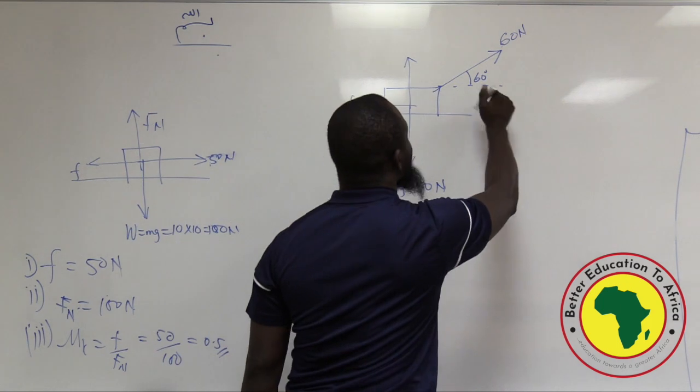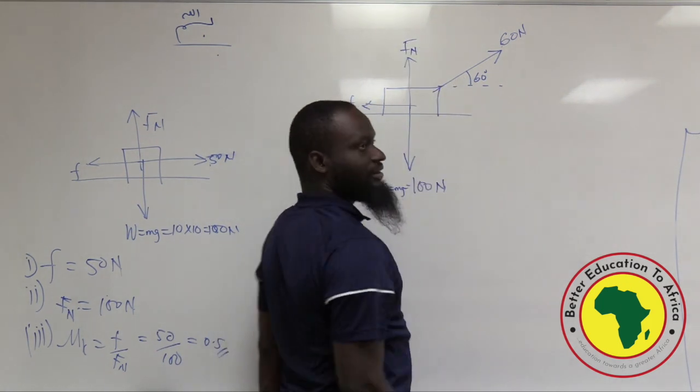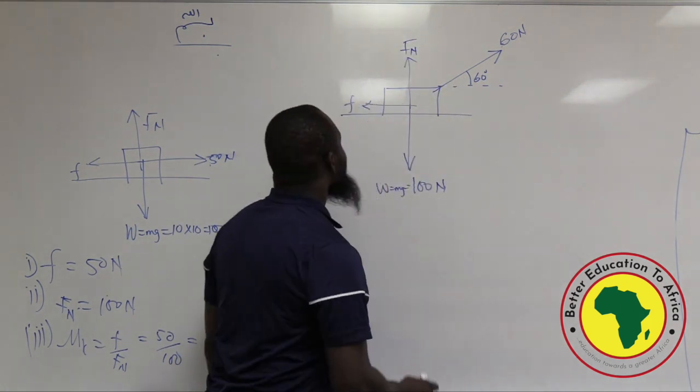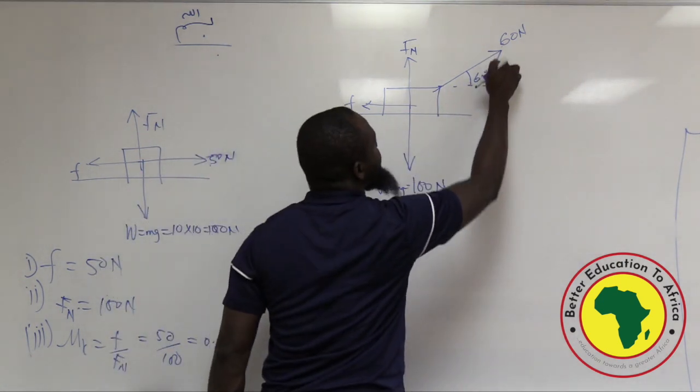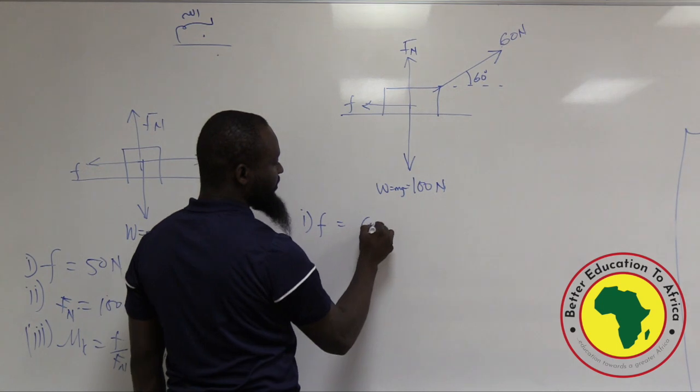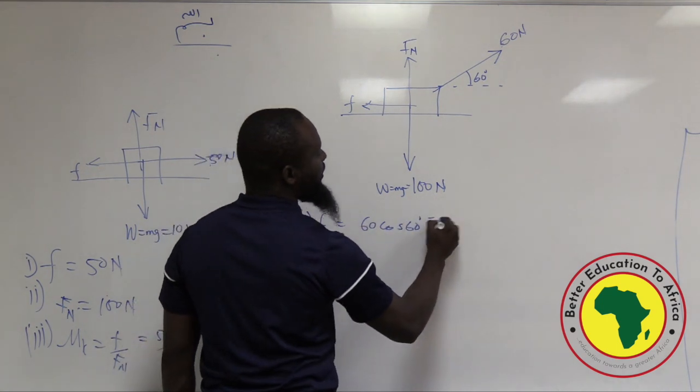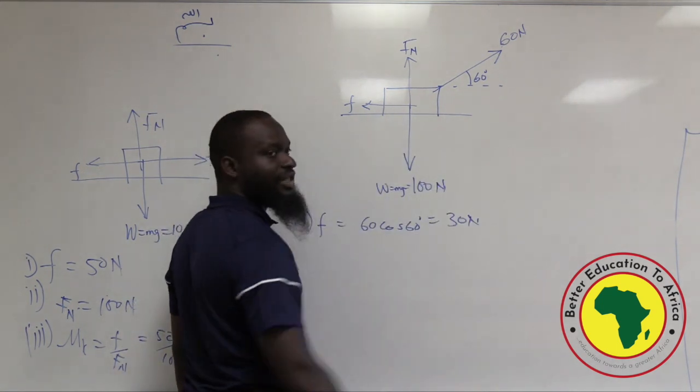But the force is no longer horizontal, so you just have to calculate the horizontal component. Exactly. Now, let's get the frictional force first. The frictional force will be the horizontal component, which is 60 cos 60. That'll give us 30 Newton, because there's no other horizontal force.